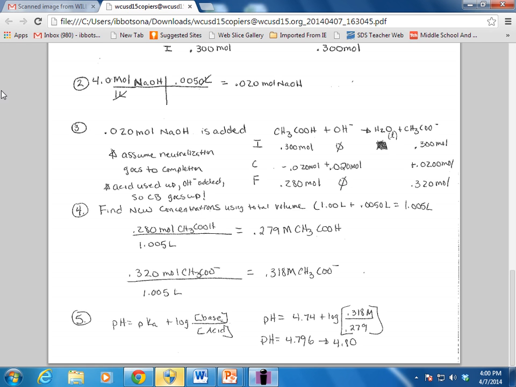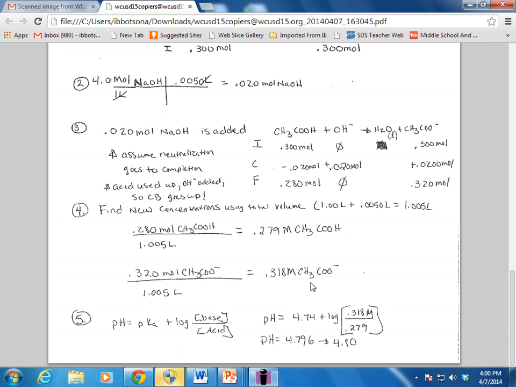So now we need to find the new concentrations with a new total volume. So here's the acid, moles per 1.05 liters. Where did I get that from? I had 1 liter to start with, and I had 0.005 liters once I mixed them together for the new volume. So when I added the sodium hydroxide, I had to add its volume. You can't assume that it's negligible. So I solved for molarity, and I got 0.279. And then for my conjugate base, 0.320 divided by 1.05, I got 0.305.